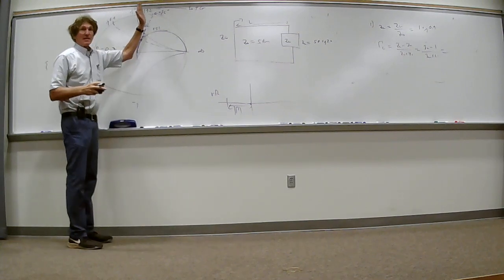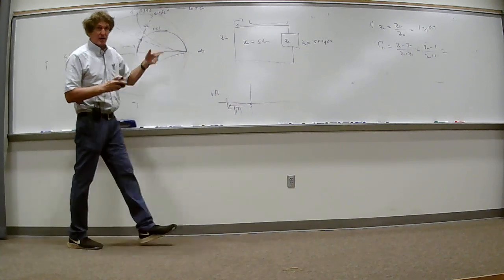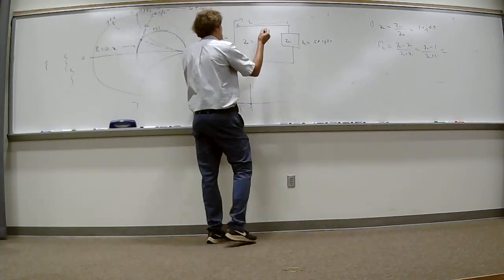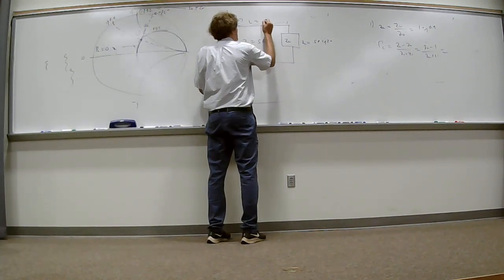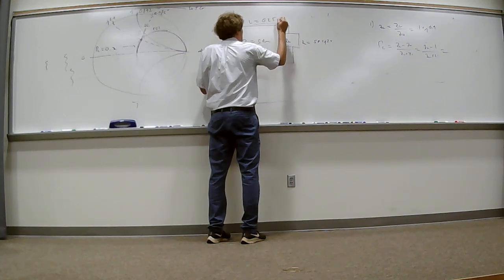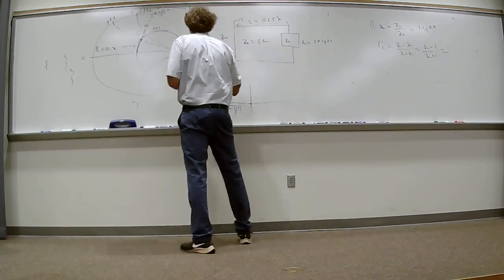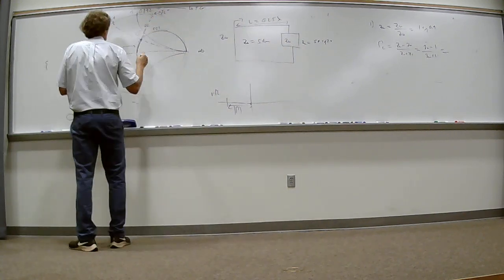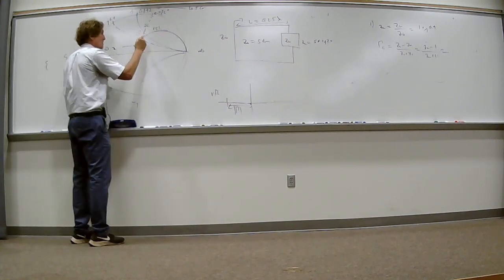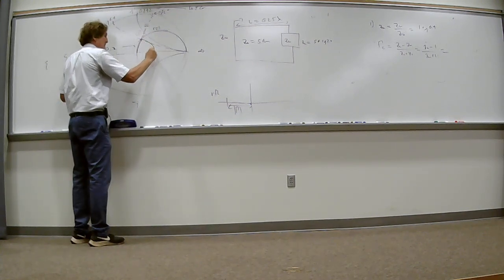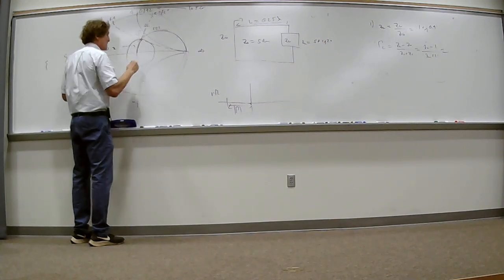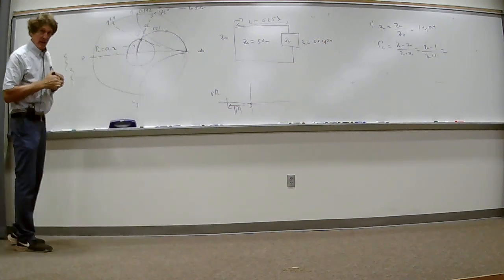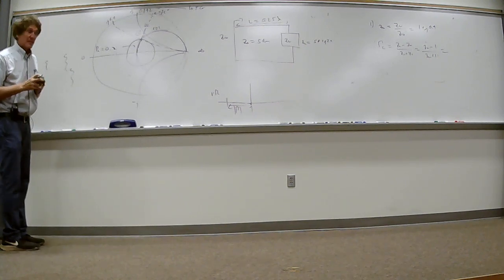You're at the load, you can only go to the generator. If I want to go any distance, I'm going to pick a distance. Suppose I say I want to go a length of 0.25 lambda away, a quarter wave. So now I want to find out, and by the way, I didn't say to do this, but go ahead and put a circle of radius gamma right there. You all with me? Now listen to me carefully here.